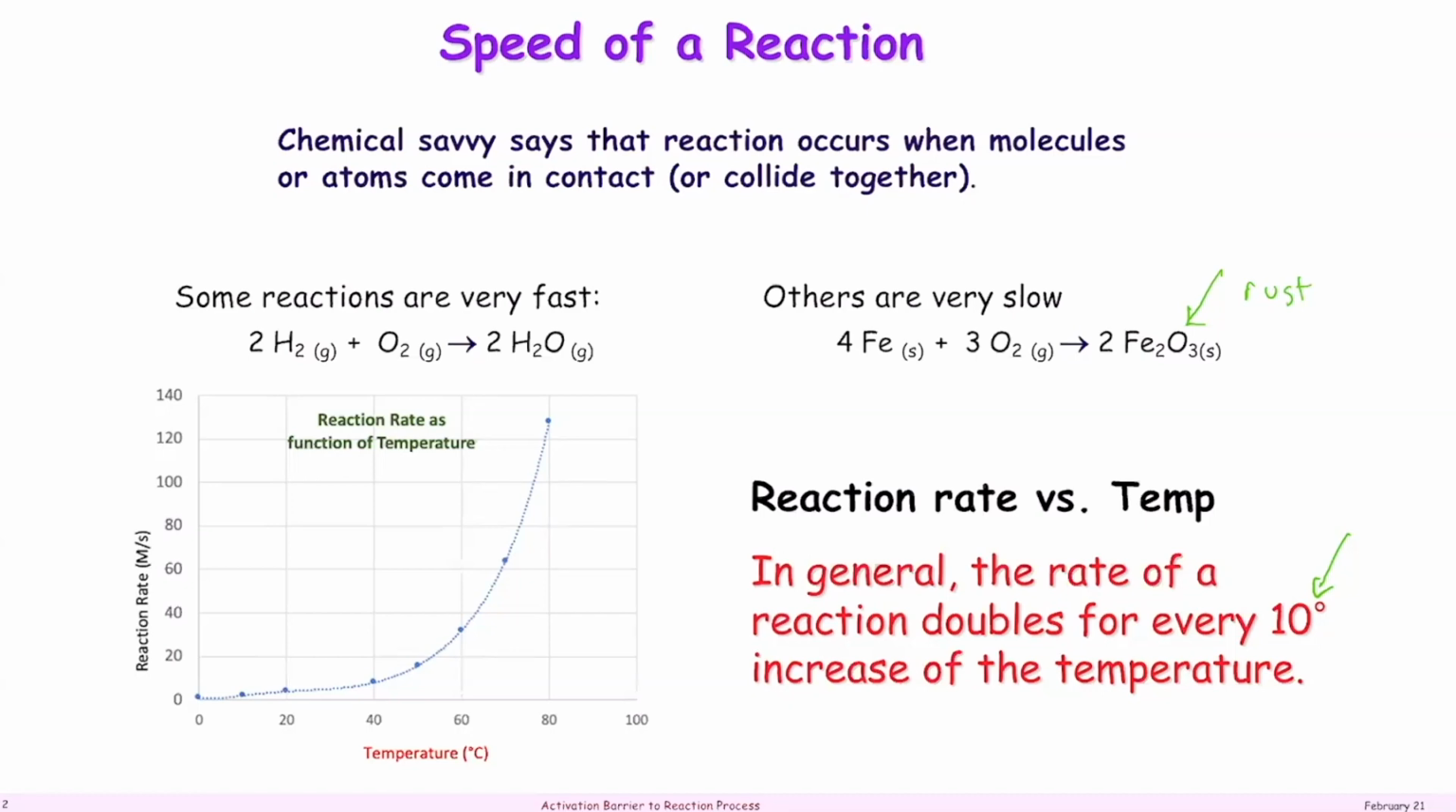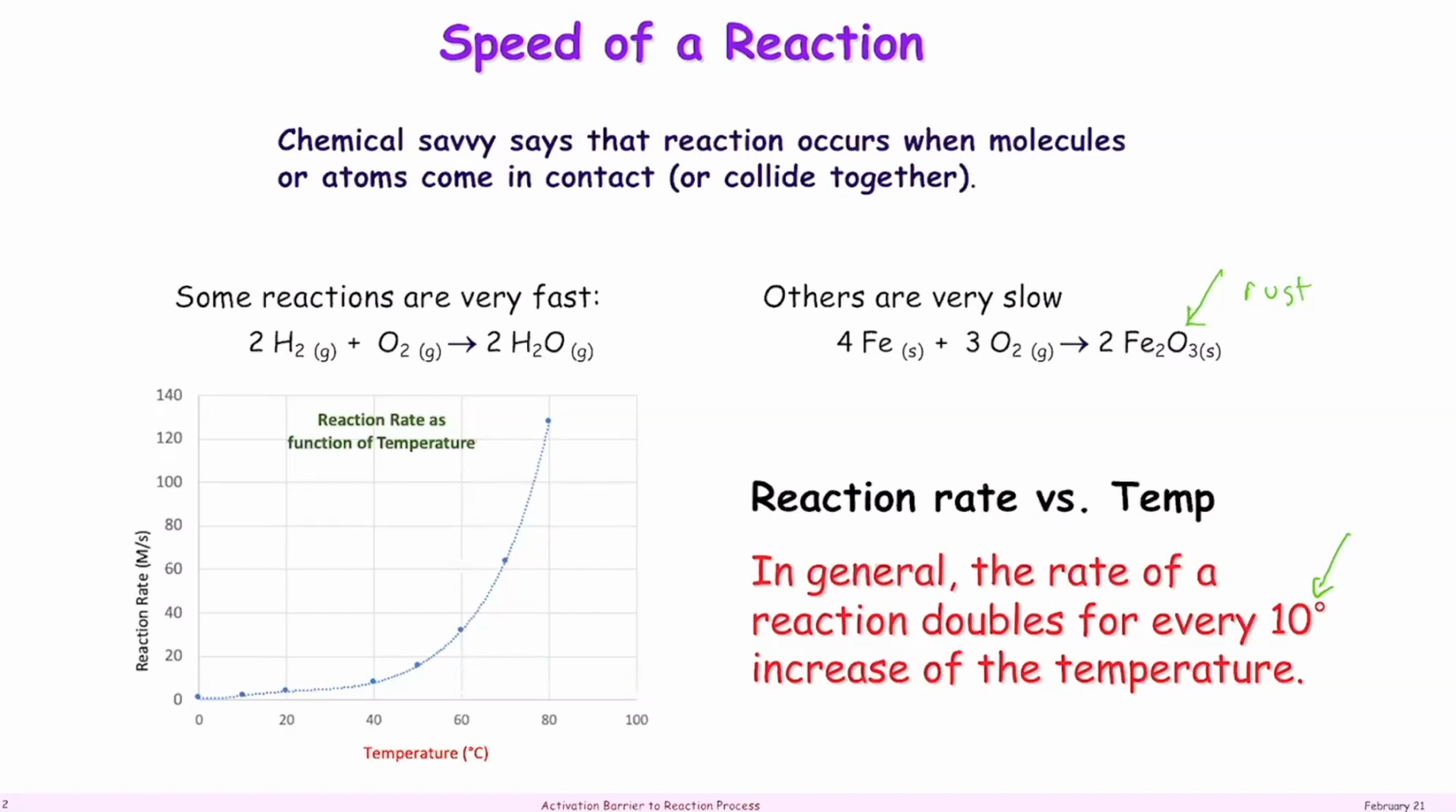So keep that in mind. This is a rule of thumb. For every 10 degree increase, whether it be Celsius or Kelvin, because the delta in Celsius and Kelvin are the same. A 10 degree increase in Celsius is a 10 degree increase in Kelvin. But it's not a 10 degree increase in Fahrenheit. Remember that from your fundamentals. But every 10 degree increase doubles the rate.